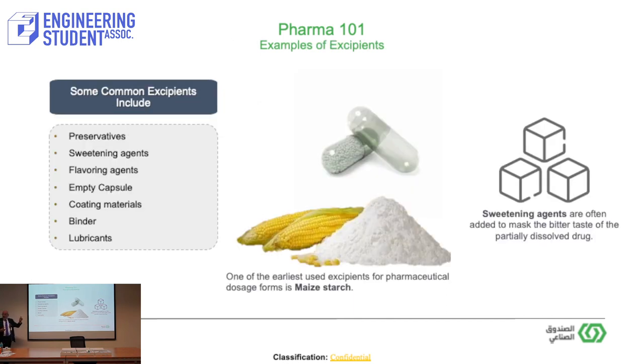So excipients can be preservatives, because when you have the oral liquids, you need to preserve them, because they are water-based. That's where you put the sweetening agents and the flavoring agents. Then the empty capsule. So you have the capsules in front of you. These capsules are basically just a vehicle, just an encapsulation or a container. These are also excipients, but a different class of excipients. So you have the binder, the lubricants. As we go along, we will go further inside.